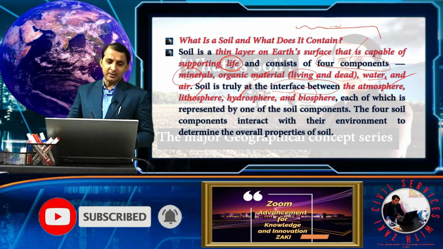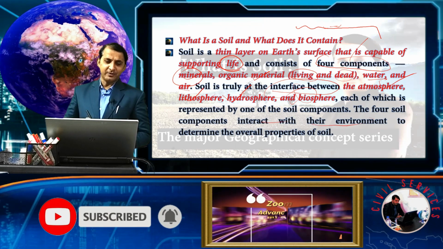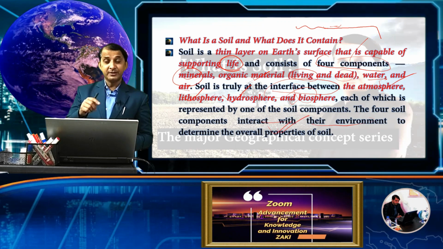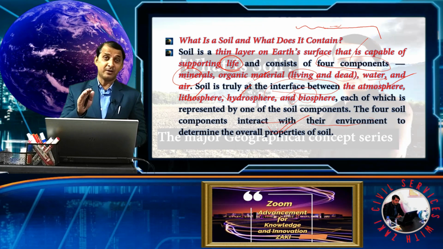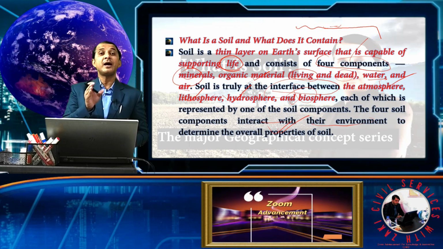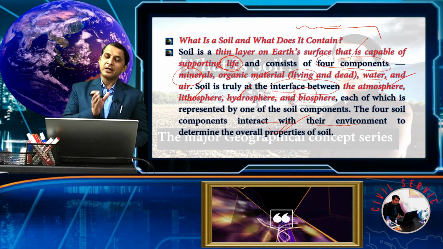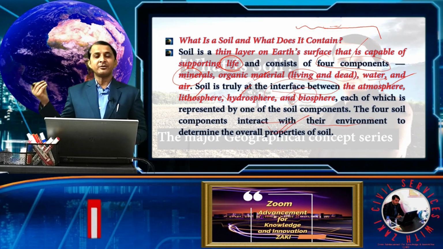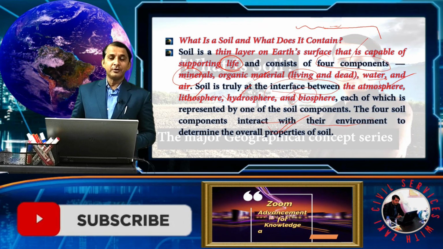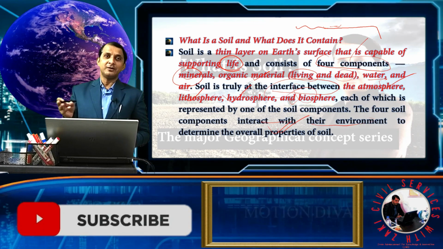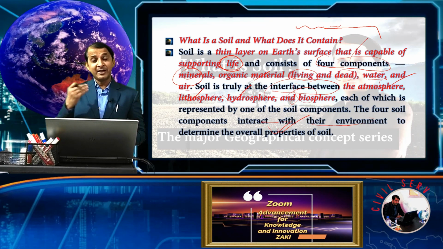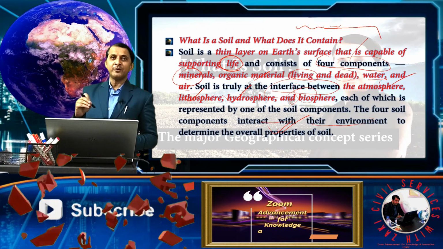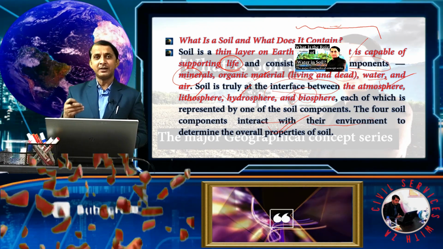The 4 soil components interact with each other in the environment to determine the overall properties of the soil. So overall properties are determined by these 4 components and the area's environment. Like Gangetic belt soil is different from southern India peninsular soil. That's because the environment greatly impacts the soil. So what is the impact of water in soil and other things?